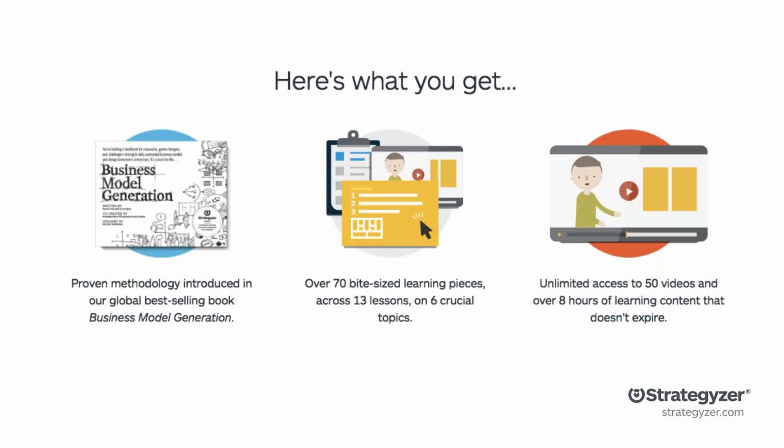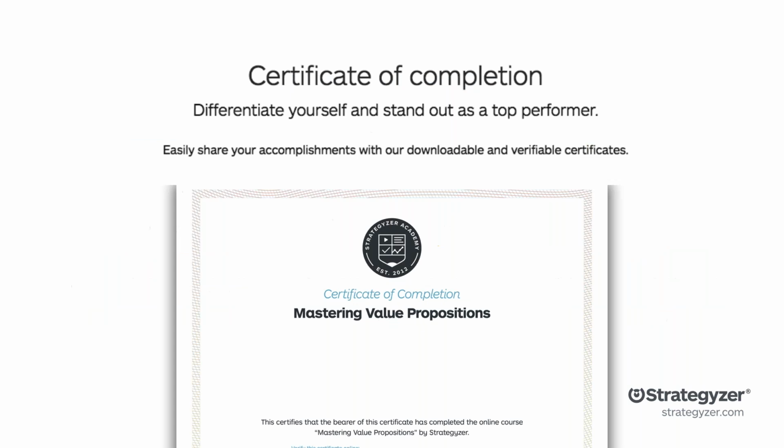Now, here's what you get. It's going to be the proven methodology that we've introduced in not only our global best-selling book, Business Model Generation, but also the book that we also have called Value Proposition Design. You're going to get over 70 bite-sized learning pieces across 13 lessons on 6 crucial topics, and you get unlimited access to 50 videos and over 8 hours of learning content that doesn't expire. What's most important to many of the users who do our course is that certificate of completion, because we know that it differentiates yourself and allows you to stand out as a top performer.